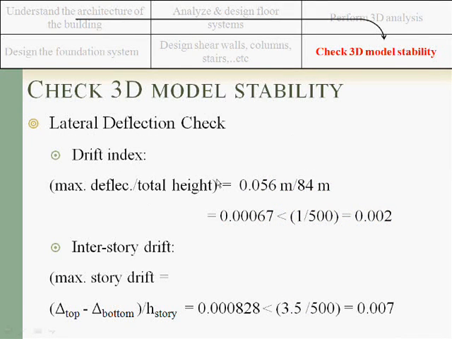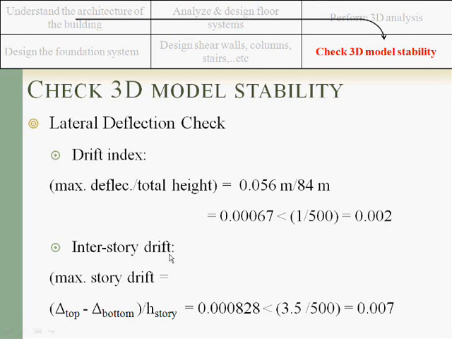Also after that, we can check the lateral deflection check, the drift with the maximum deflection per the total height. The maximum deflection we get is around 56 millimeters over the 84 meters. We can see that the ratio is less than the 1/500 specified in the code.